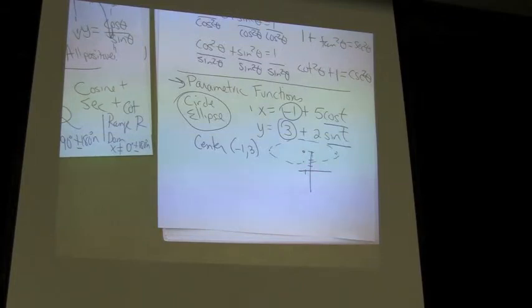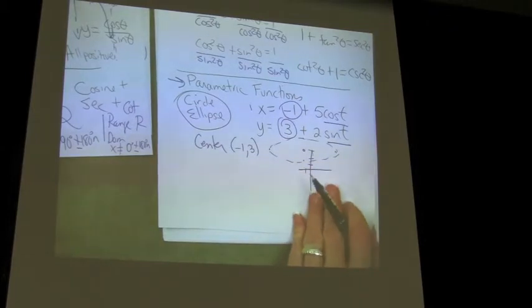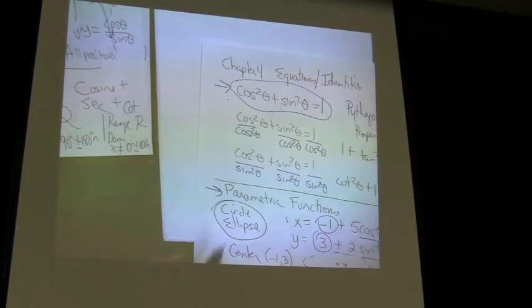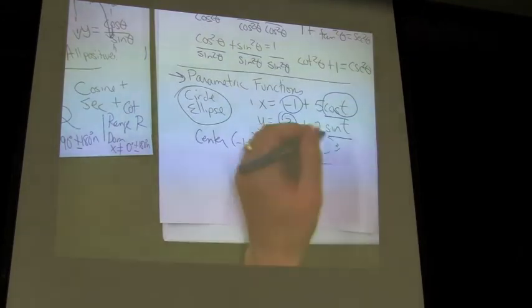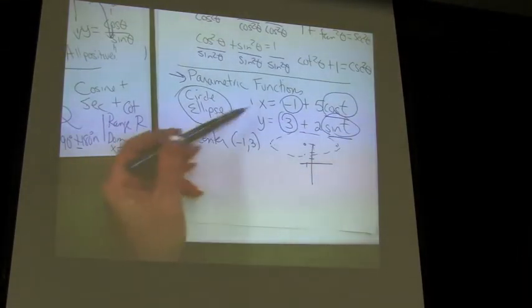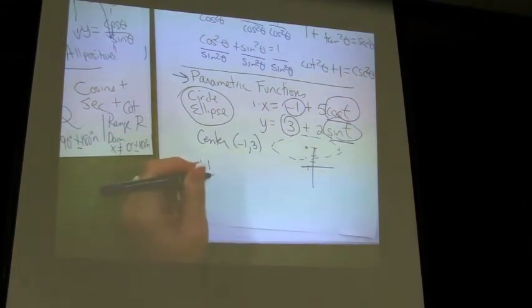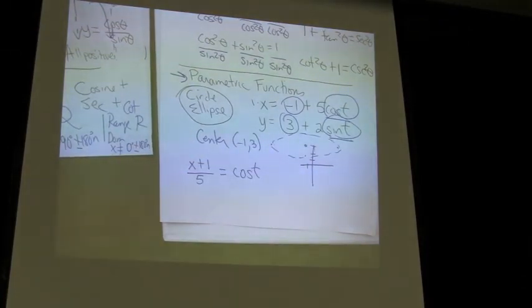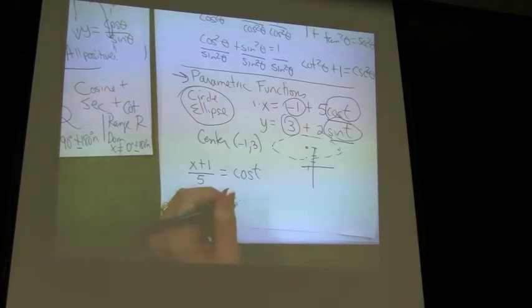And eventually, you're going to pick up your Pythagorean property up here to help you. You're going to pick up this Pythagorean property right here to help you. But what you first do is solve this equation for cosine and this equation for sine. So, what do you do with x? Add 1 and divide by 5, and then you'll have cosine t. What do you do with y? Subtract 3 and divide by 2, and then you'll have sine of t.